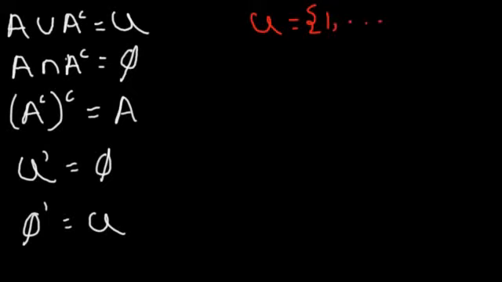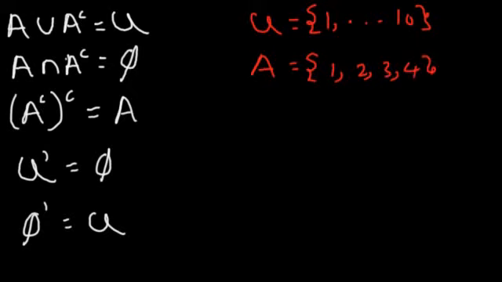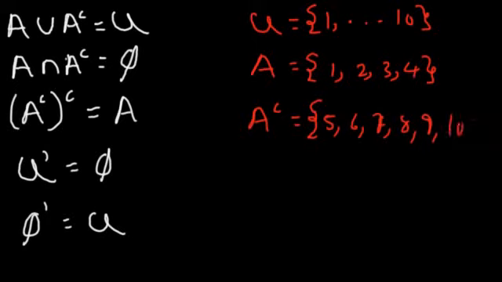1 all the way to 10. And set A consists of elements 1, 2, 3, 4. Okay, now what will be the value of A complement? So A complement will simply be equal to the set that consists of elements in the universal set that are not in set A. So what are these elements? That's 5, 6, 7, 8, 9, and 10.